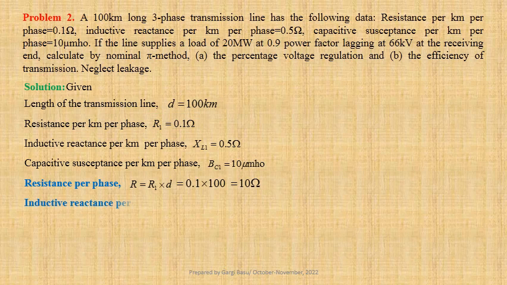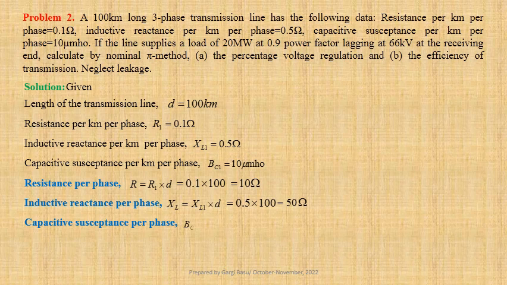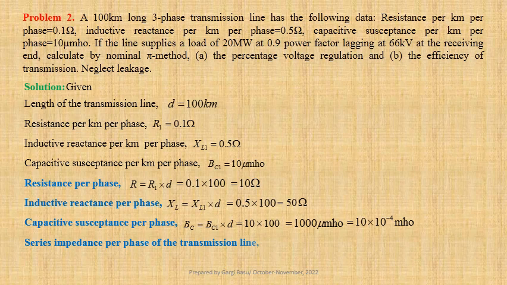Inductive reactance per phase XL equals XL1 into D. Using values we get 0.5 into 100, that gives us 50 ohm, and capacitive susceptance per phase BC equals BC1 into D. Using values we get 10 into 100, that gives us 1000 micromho, or 10 into 10 to the power minus 4 mho. Now we shall determine series impedance per phase of the transmission line.